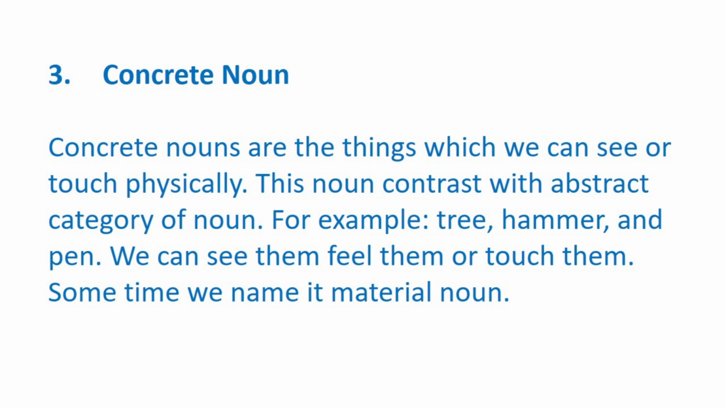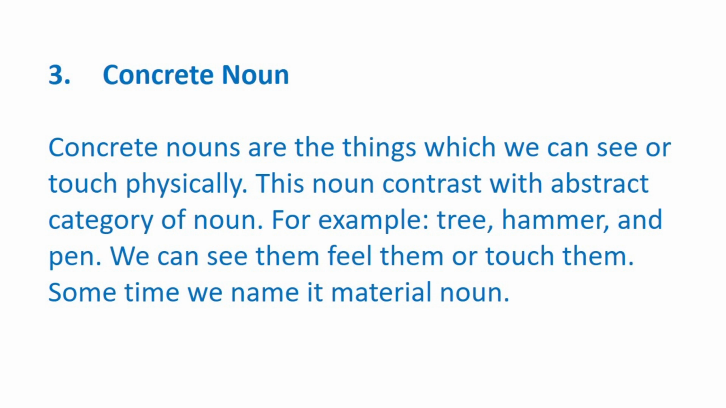3. Concrete noun. Concrete nouns are the things which we can see or touch physically. This noun contrasts with the abstract category of noun. For example, tree, hammer, and pen. We can see them, feel them or touch them.